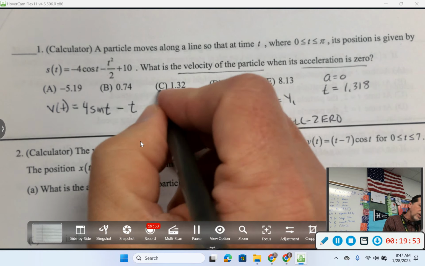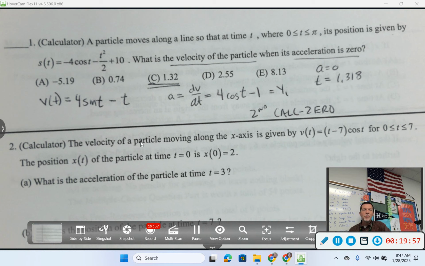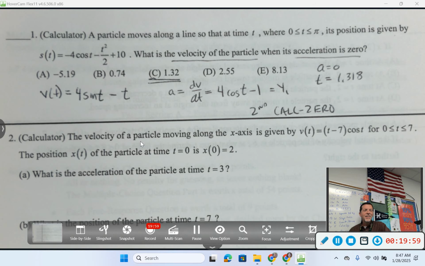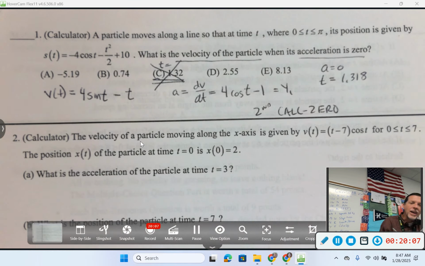Look, answer choice C is 1.32. Is that what we're looking for? That's the time. But the question was, what is the velocity? So I know why answer choice C is there. It's not right, but that's the time that we'd be looking for.